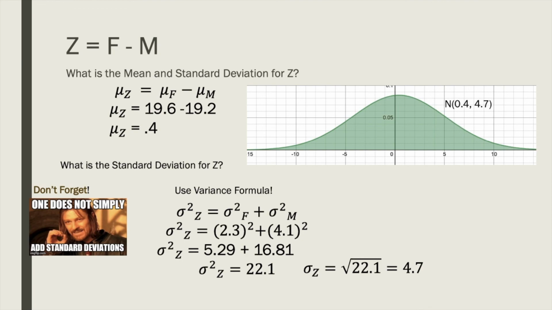Now I can go ahead and start trying to solve this problem. So I have this new distribution that is normal because the original female and male ACT scores were normally distributed. And I have a new mean of 0.4 and a new standard deviation of 4.7. So here's a picture of my new distribution, and that distribution represents every possible difference taken. If I took all possible female ACT scores and subtracted all possible male ACT scores, this is all the different possible combinations and what the distribution would look like.